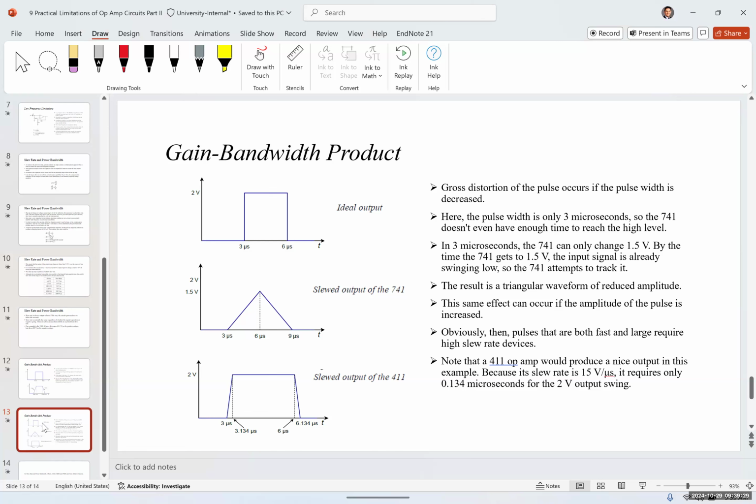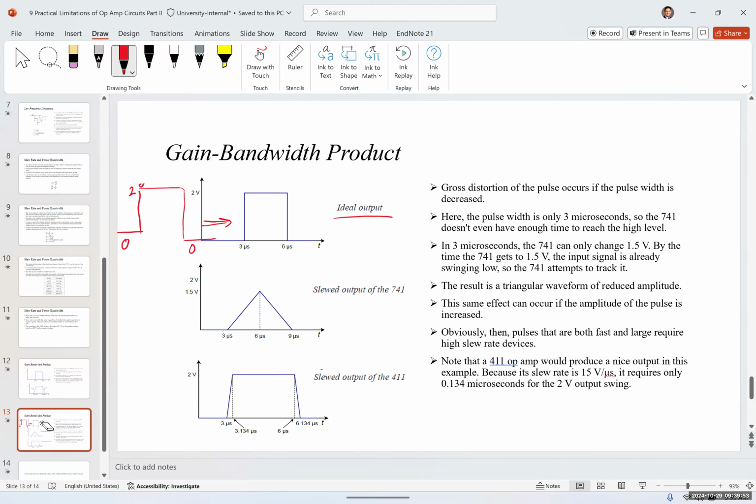So for example, here, if this is our ideal output that we are looking for, and we have an input that looks like this, a square signal that goes from 0 to 2 volts and down to 0, we would like to have an ideal output at the same time. Maybe give it some gain. Here the gain is 1.